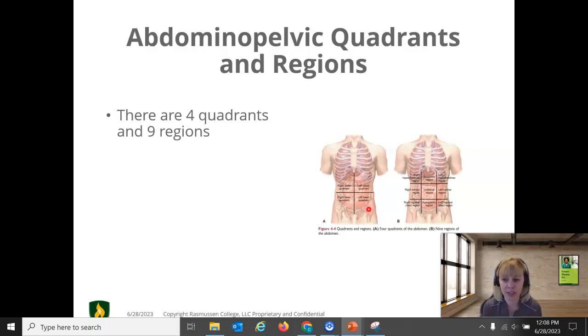Then there are regions, and they are used primarily to identify the location of underlying body structures and visceral organs. Here there are 9 regions, and they are divided into 3 parts: the hypochondriac, which is up top, the umbilical, which is in the middle, and the inguinal, which is in the lower region. And then for each of them, they have a right, middle, and left.